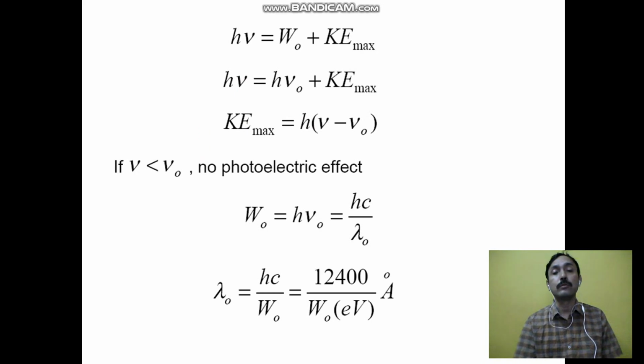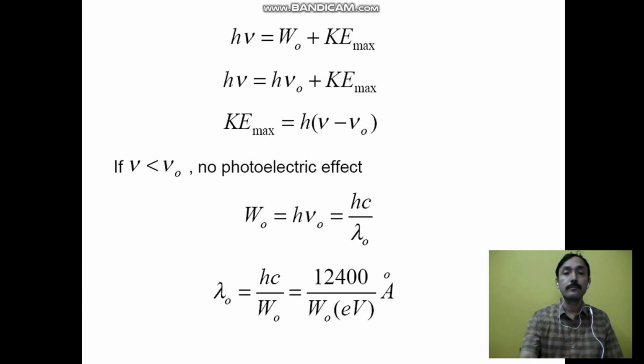So lambda naught is equal to hc by W naught. For hc, if we put h as 6.624 times 10 to the minus 34, and c as 3 times 10 to the power 8 meter per second, and h's unit is joule second. So in electron volt we can write it as 12,400 by W naught angstrom, where W is in electron volt.